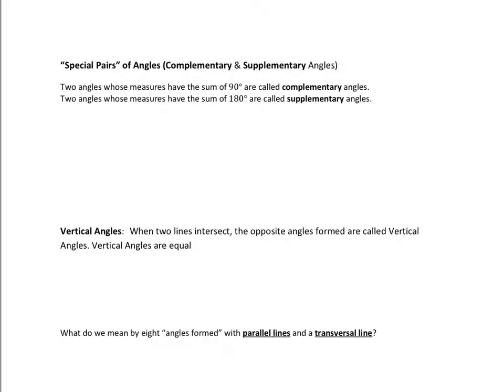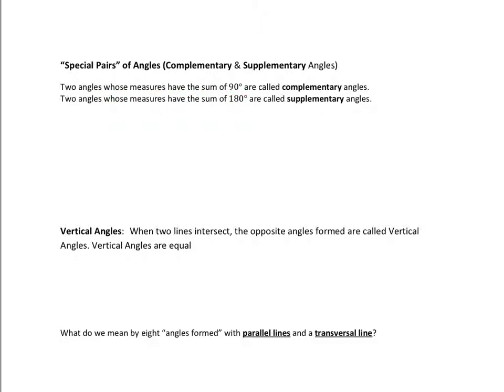Okay, so let's do page 2. So here we have what I call special pairs of angles. We call them complementary and supplementary angles, which again, are just special types of angles. So two angles whose measures have a sum of 90 degrees.